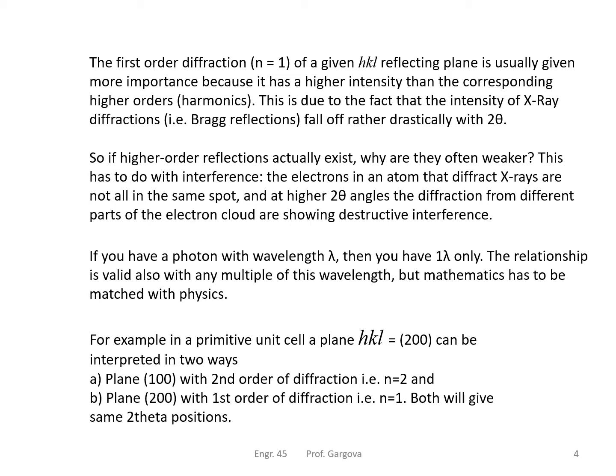We talked about that before, that electrons in an atom that diffract X-rays are not all in the same spot. And at higher 2 theta angles, the diffraction from different parts of the electron cloud shows destructive interference. So again, this could be due to the distance the second incoming X-ray is traveling, so that the waves no longer meet in a way that there's constructive interference. But that can also be the way that the X-ray interacts with the sample or the crystal structure as a whole.